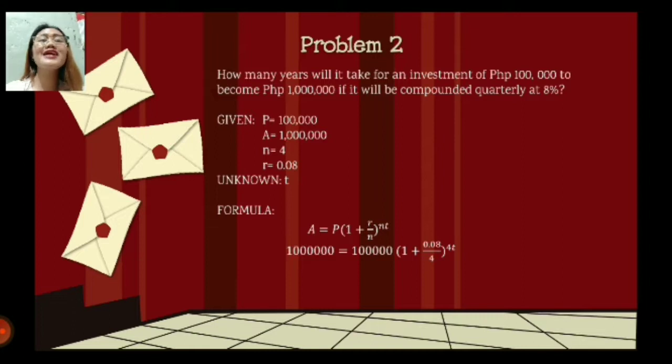For the formula in finding that, we don't have a specific formula for finding the time. However, we have the formula for finding the future value or the total amount, which is A is equal to principal times 1 plus r over n, to the power of n times t. And then we substitute the given terms. 1 million is equal to 100,000 times 1 plus 0.08 over 4, to the power of 4t.